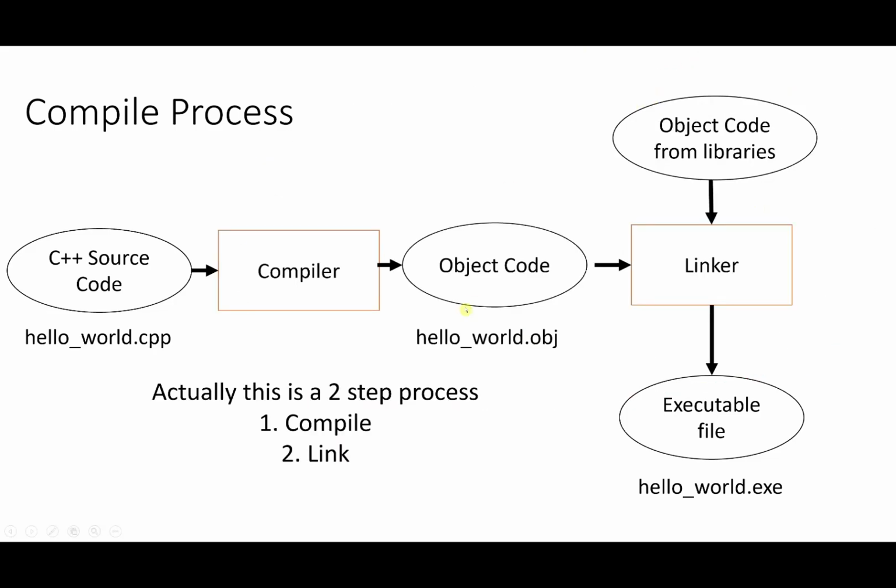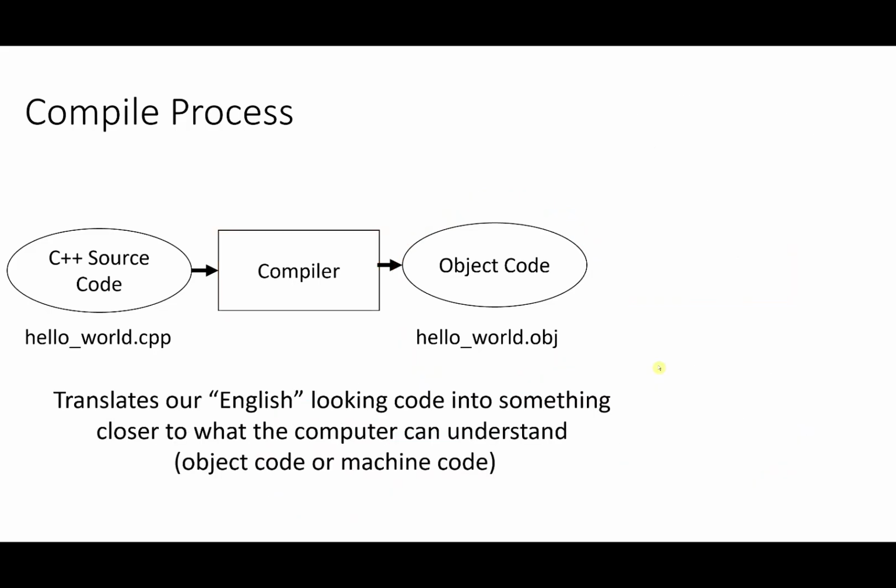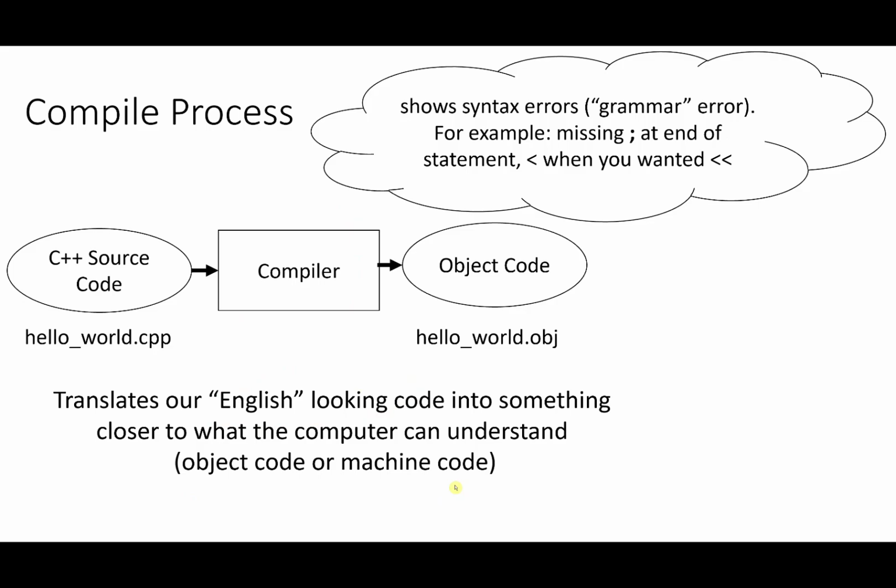So your source code, your English looking code, is going to be compiled. Then the output of that compilation process is going to be linked with the libraries you included to eventually become an executable file. The compiler translates your English looking code into something we call object code. For simplicity, some people say machine code, but it's actually object code. The compiler also checks the syntax errors. The syntax is the grammar of coding, like a missing semicolon, or instead of having the two angle brackets for cout, you had just one. This is going to be checked in the compilation process.